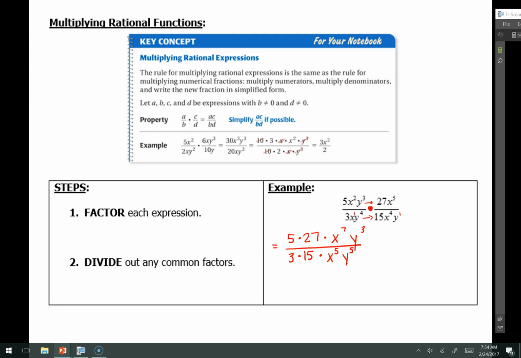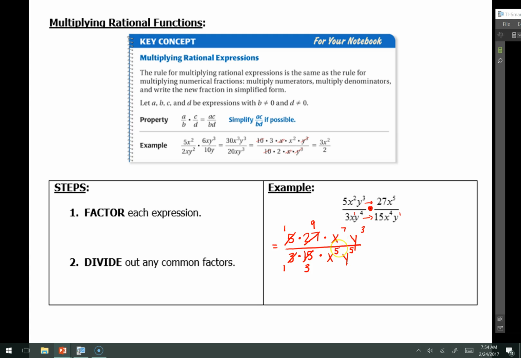So now I'm ready to look to see what divides out. Do you see that you have a 5 and a 15 in the numerator and denominator? 5 divided by 15 is 1/3. And 27 divided by 3, that's 9. So those all are going to divide out in some capacity. When I look at my x's, I have x to the 7th in the numerator minus 5.